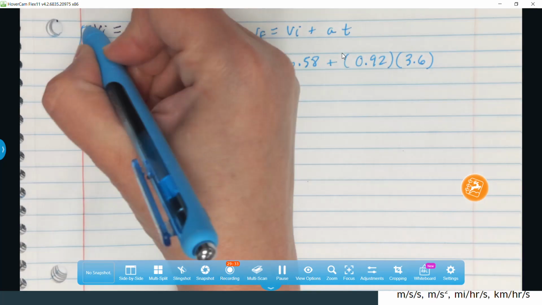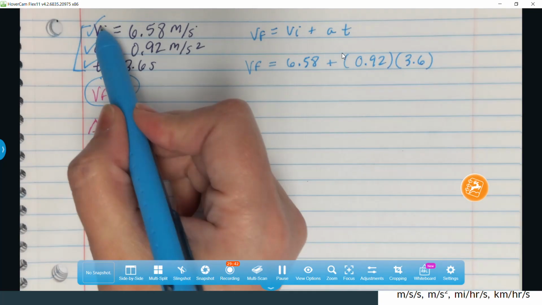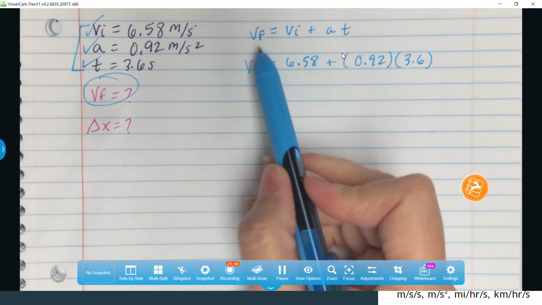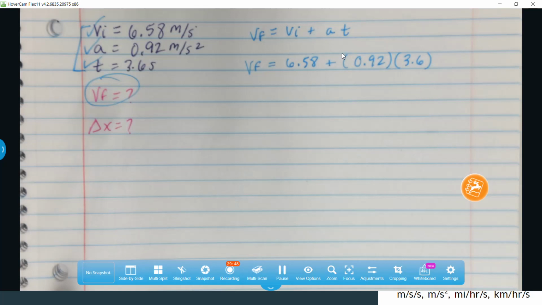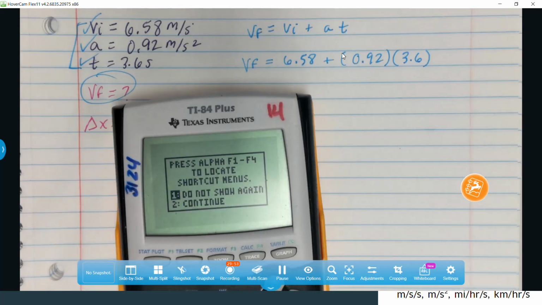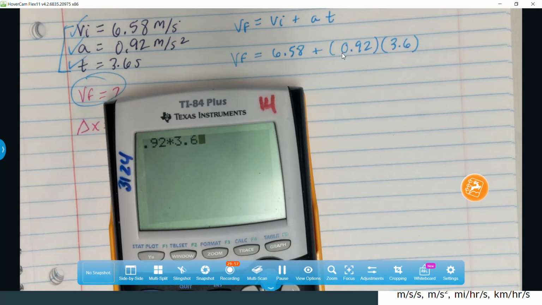You're looking for VI, A, and T, and you need the equation to also have VF, otherwise you can't solve for it. So if you label them, you're like, I need the equation that has VI, A, T, and VF. There's only one. So if you do that, you should know, okay, I'm using this. Once you have this, let's go ahead and solve. Let's do 0.92 times 3.6, and then add to that 6.58. And we get 9.892.